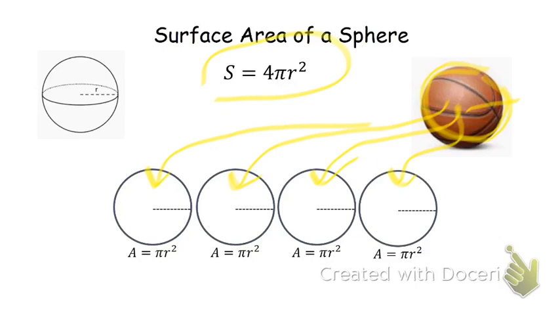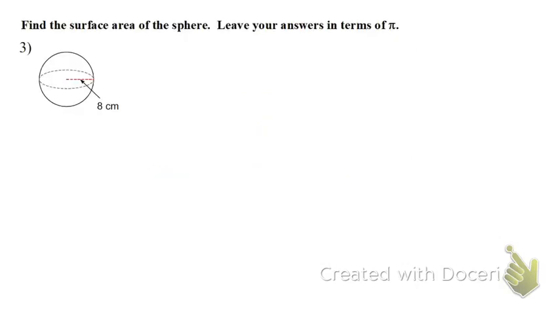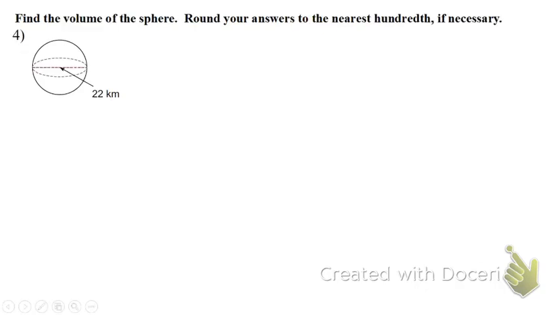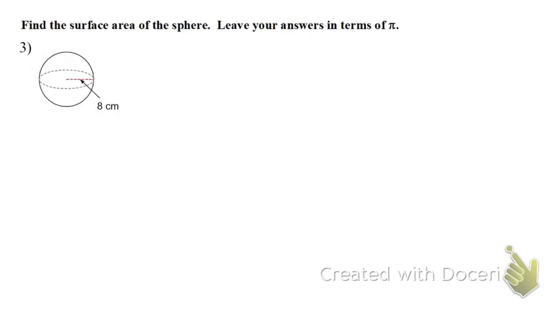All right, so here we go. First example, super, super easy. Find the surface area. Leave the answer in terms of pi, it says. Hold on a second, I fast forwarded accidentally. Okay. So find the surface area. Leave your answer in terms of pi. So leave the pi in the answer. Okay? Quick and easy formula.